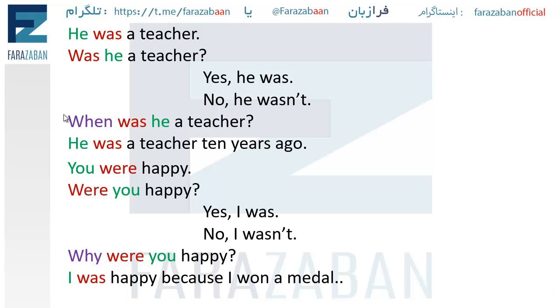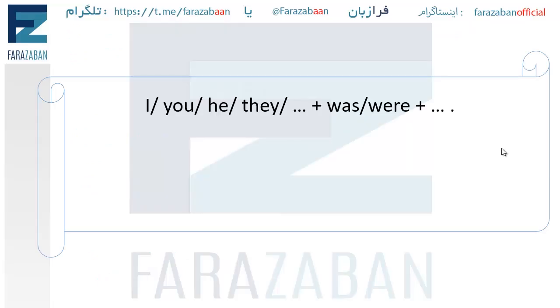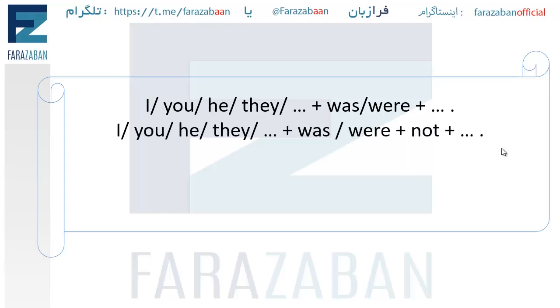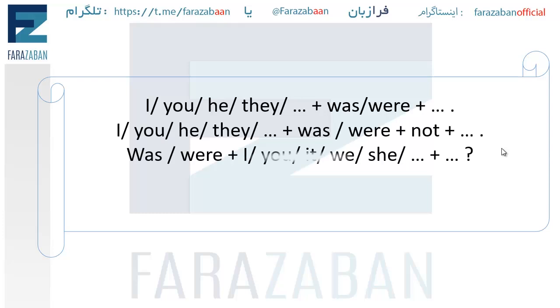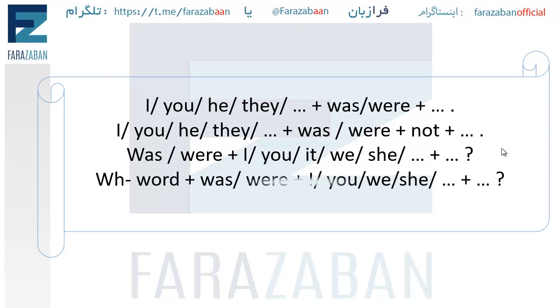Now, another example. You were happy. Replace: were you happy? Yes, I was. No, I wasn't. Why were you happy? I was happy because I won. I, you, we, they: were, plus the was or were. I was, you were, he was, they were. For the negative, just add not after was or were. For the question, was or were at the beginning plus the subject. And for WH word plus was, were plus the subject and the rest of your question.